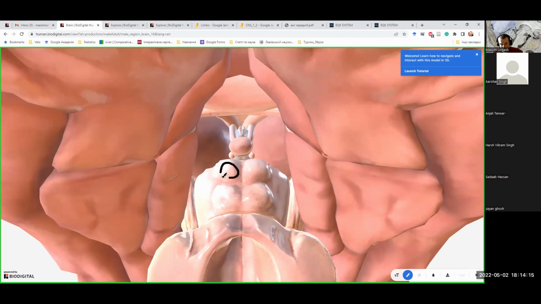In the corpora quadrigemina we have the superior and inferior colliculi. Usually you tell me that the superior colliculus is a subcortical center of the visual system, and the inferior a subcortical center of the acoustic system. Perfect, good. But you can't explain what that means, and you can't suggest what kind of symptoms or complaints the patient would have in the case of damage to such centers.